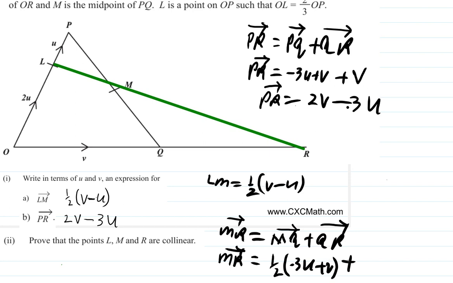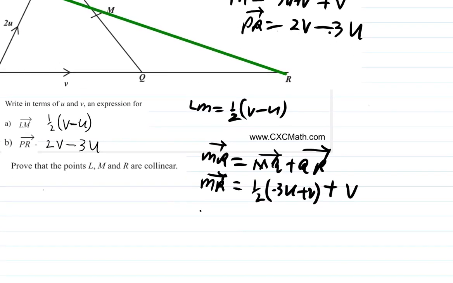Plus QR. Now remember, QR is half OR. And from Q to R is the same distance as from O to Q. So QR is also V, just like OQ. QR is V. So we put V here. Alright? Now, MR equals, open the bracket, negative 3 over 2 U plus V over 2 plus V.